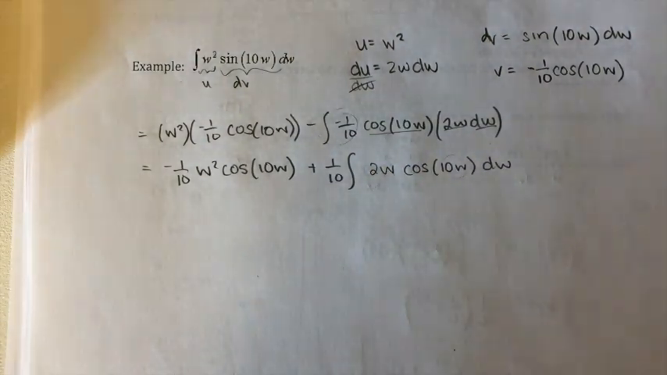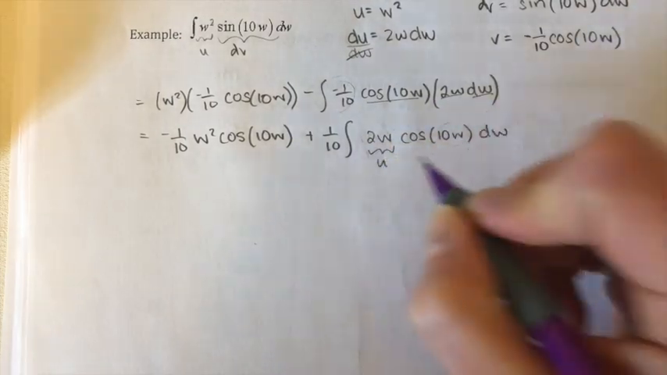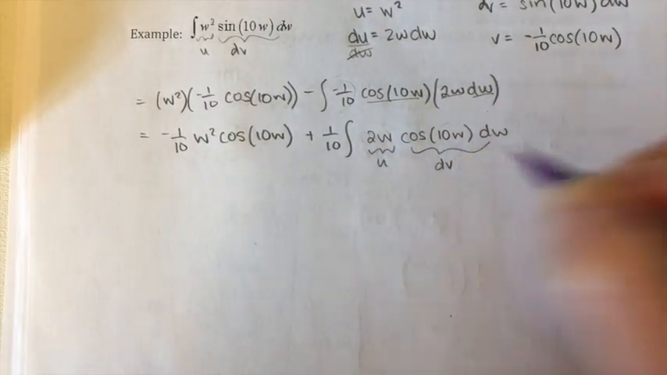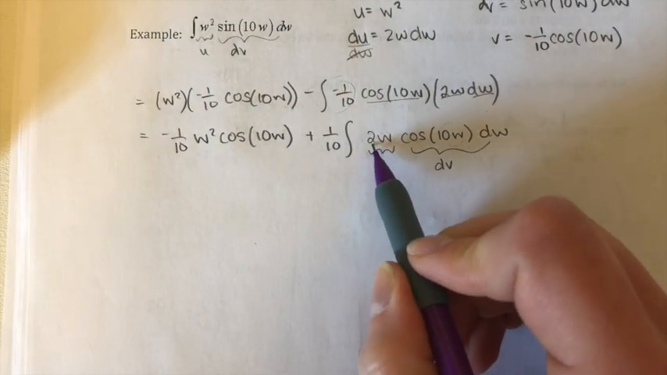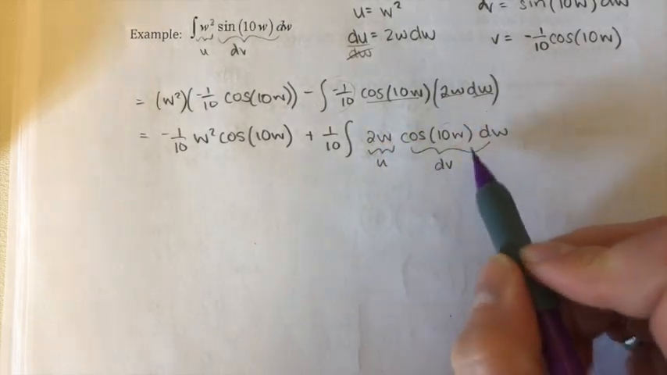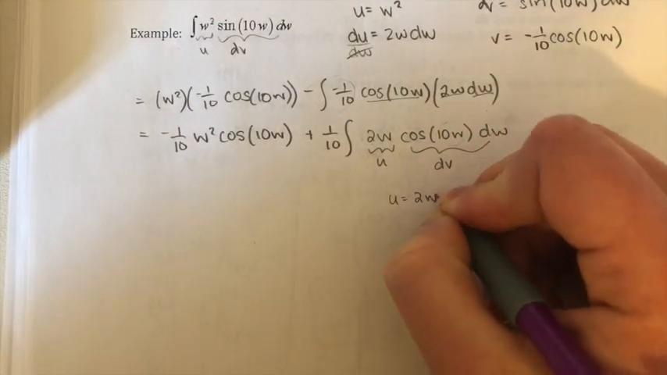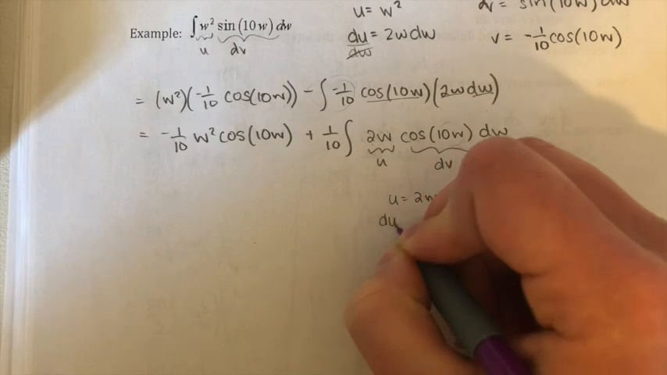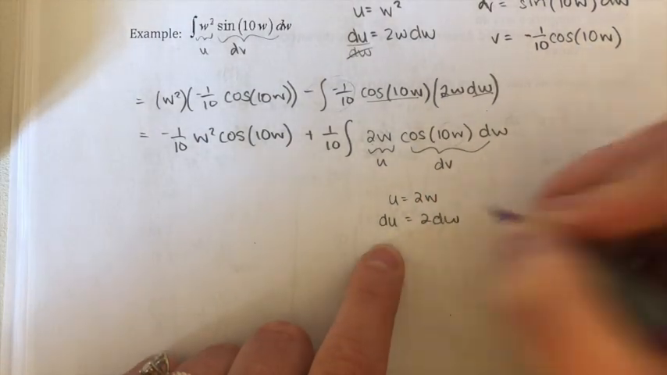So this is one of those instances where we're going to have to do this again. We're going to have to use parts twice, because this is now a new u and this is now a new dv. So this is easy to do a derivative of, and it makes it simpler. This is easy to do another integral of. So we've got now u is 2w, so that would make du 2 dw, so I'm going to just move the dw over there.